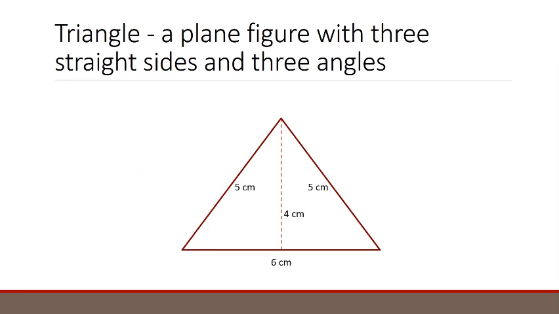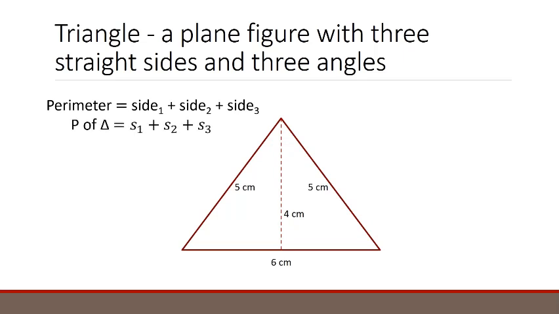Our next shape is a triangle. This is a plane figure with 3 straight sides and 3 angles, tri meaning 3. The perimeter is simply adding up the distances on the outside for each side. So the perimeter equals S1 plus S2 plus S3. In this case, 6 plus 5 plus 5, which is 16 centimetres.